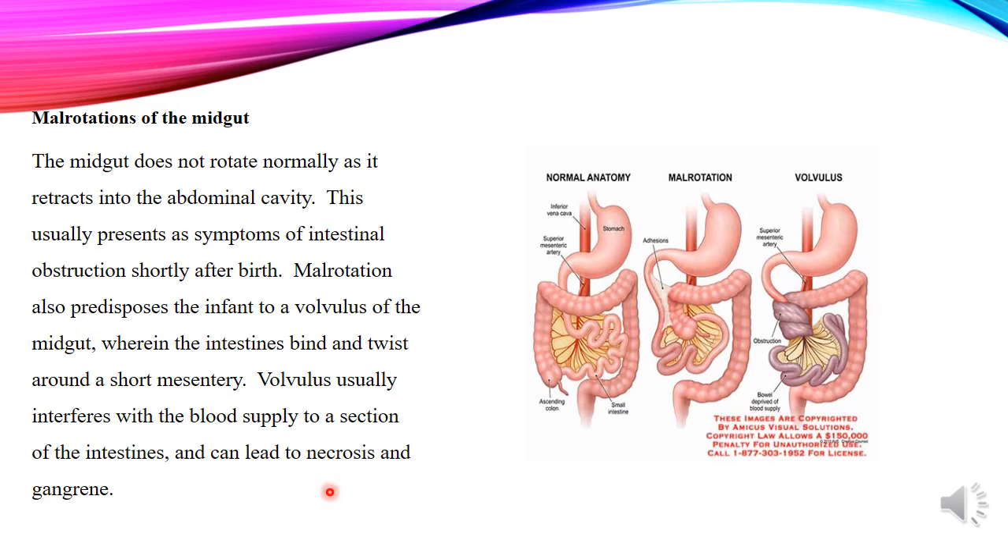This will result in necrosis and gangrene. As you can see here, this picture shows the volvulus. Here the blood supply can't reach part of the intestine, leading to necrosis and gangrene.